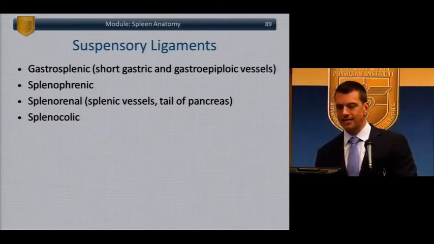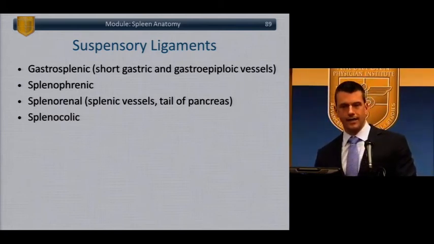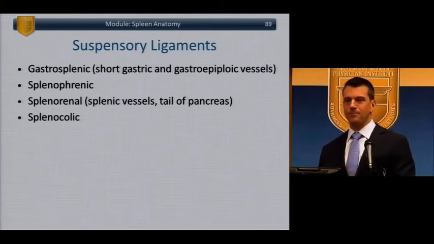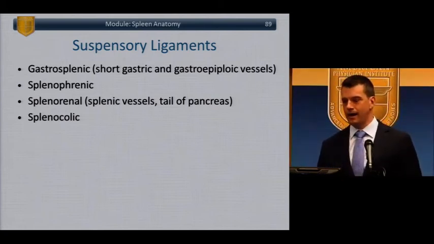You then have the splenophrenic, where it's held onto the diaphragm; splenorenal, which includes the splenic vessels and the tail of the pancreas; and a splenocolic. Again, splenocolic is more important for colectomies, and certain problems in mobilizing that splenic flexure can lead to splenic injuries iatrogenically.